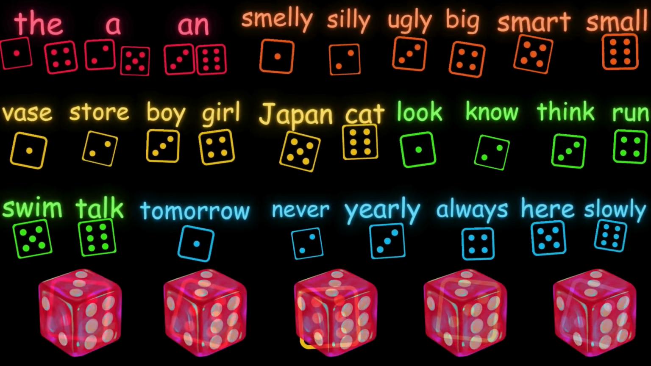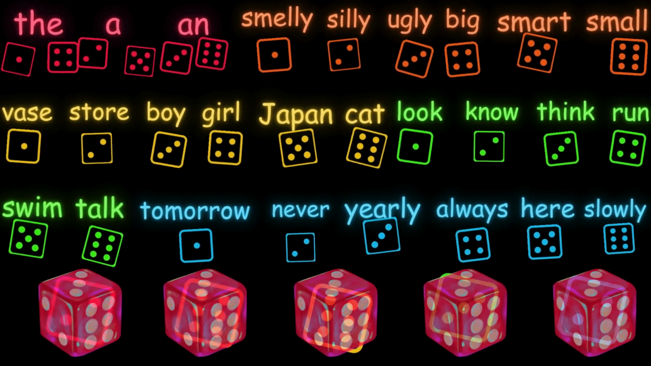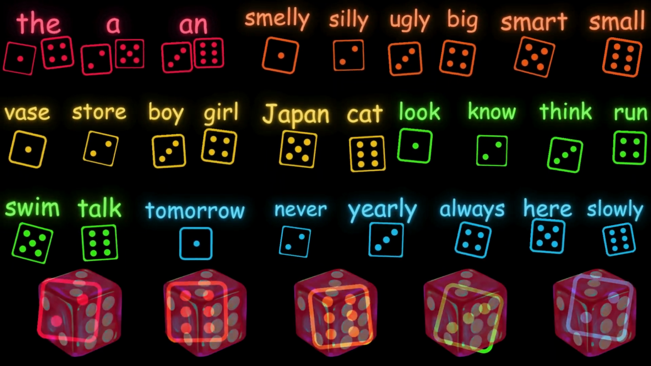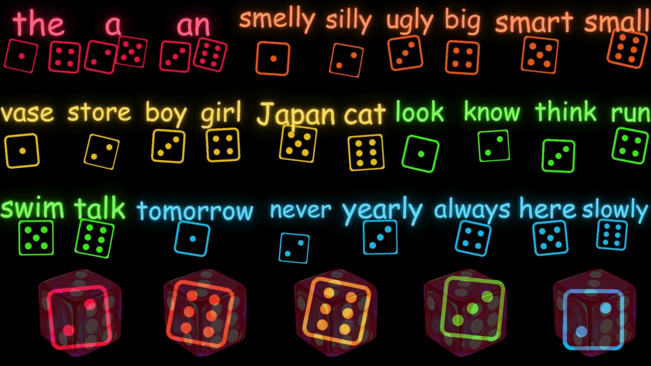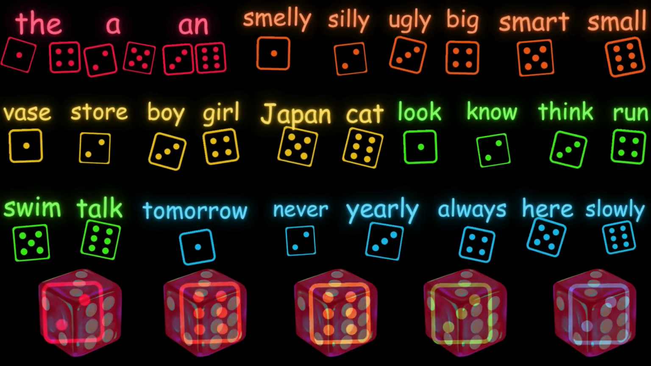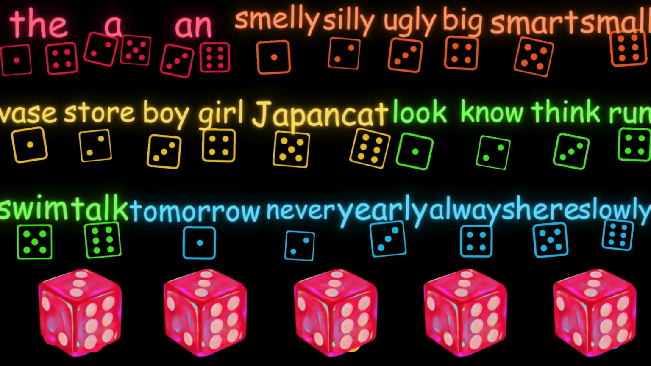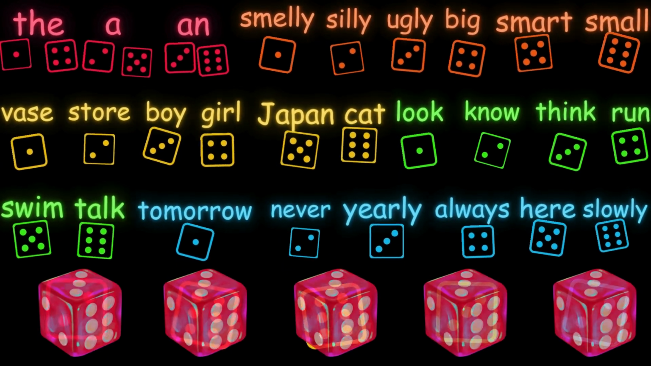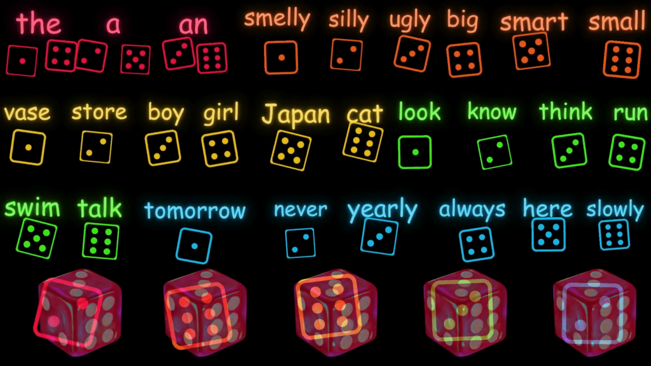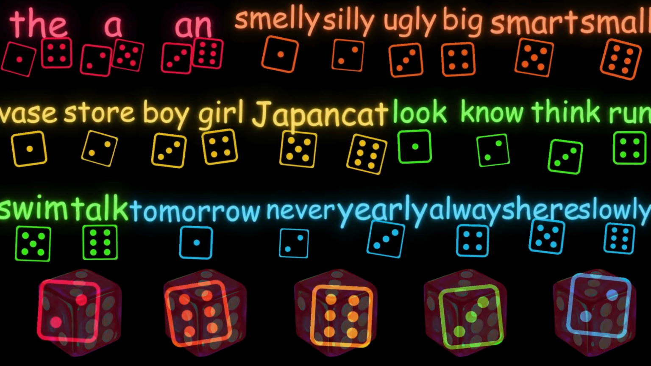I think for this one, I would rearrange the order of the verb and adverb again, but you don't have to. I think it would sound better that a small cat never thinks. But play around with it. Roll for even more verbs and adverbs and nouns and adjectives. See what you can come up with.